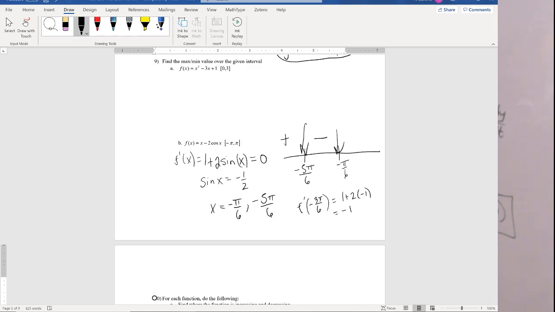And then we need something that's on this side, so we could just use 0. Sine of 0 is 0, and you get back a positive. So we do have two sign changes. So there's a maximum, right? If we're going from increasing to decreasing, then that means we have a maximum. So this is max. And if we're going from decreasing to increasing, that means we have a min.